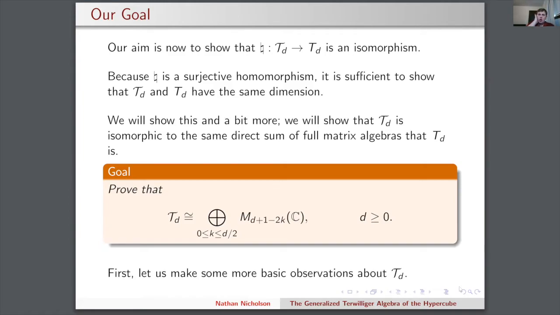So we'll actually do a little bit better than this, though. We'll directly show that the generalized T algebra is isomorphic to that same direct sum of full matrix algebras that Junie Go showed about T_D. So our goal, in other words, is to prove that the generalized T algebra is isomorphic to that same sum of full matrix algebras, namely M_{D+1-2k}(C), k going from 0 to floor(D/2). So first, let's make some more observations about the generalized T algebra.